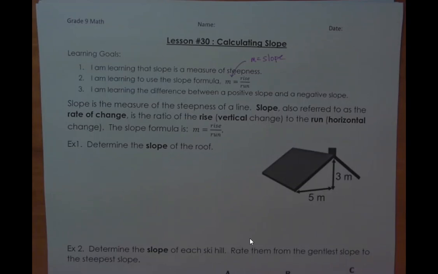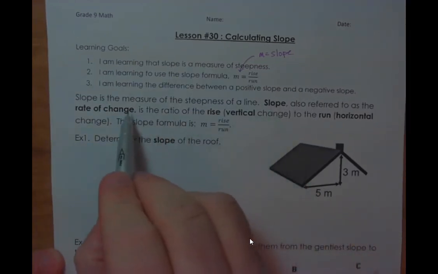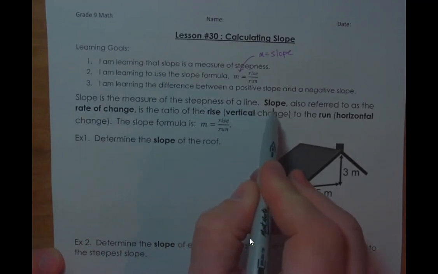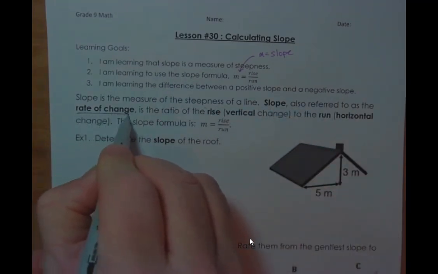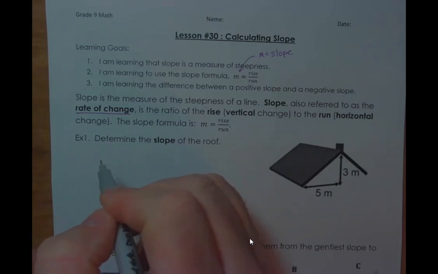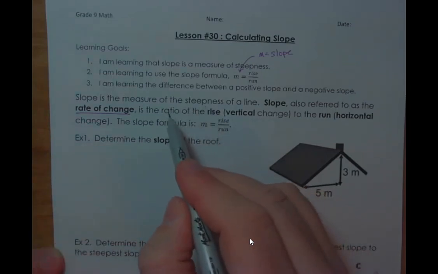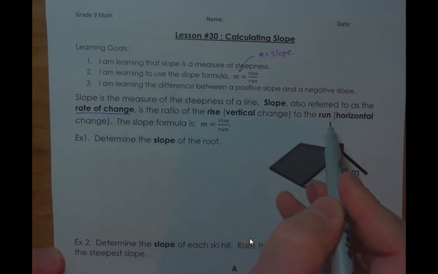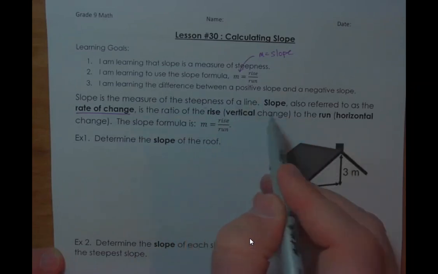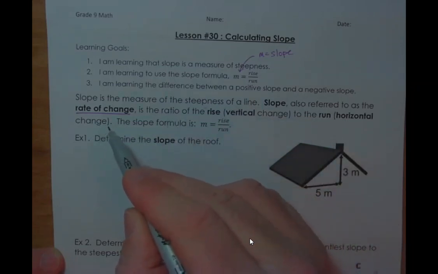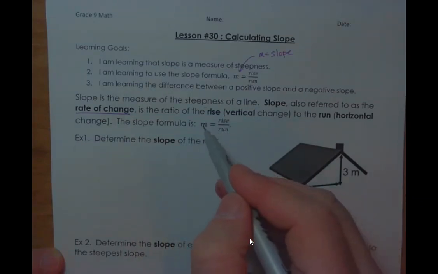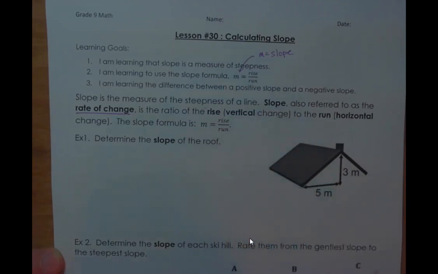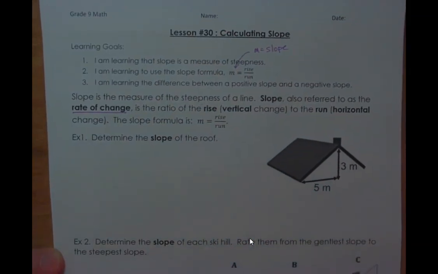All right, so if I'm looking at this, slope is a measure of steepness of a line. Slope is also referred to as the rate of change, and we're going to apply that to different scenarios moving forward. And it's the ratio of the rise to the run, so the vertical change to the horizontal change. And we're going to use this formula again, m equals rise over run, where m is the slope. So we're going to determine this.